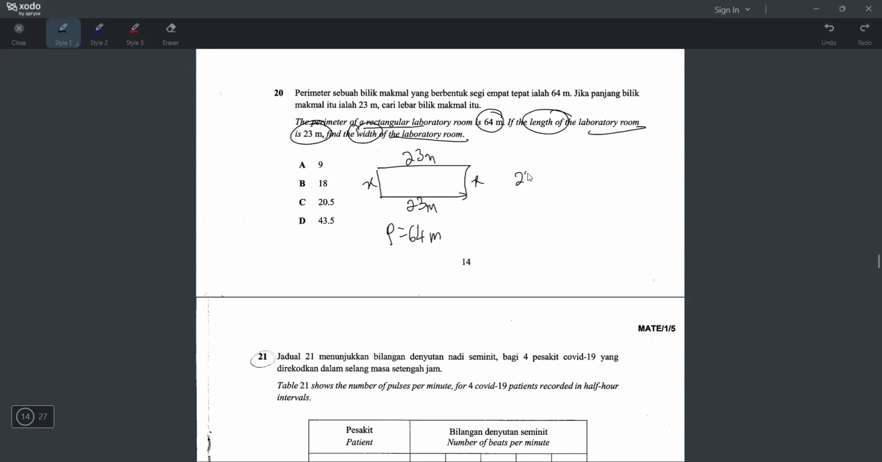So easy. 23 plus 23 plus x plus x equals 64, because that's how you find the perimeter. You just add all the lengths, right? x plus x is 2x, 23 times 2 is 46, equals 64. Move the 46 over there, it becomes minus. You will get 18, I think. Wait, let's press the calculator. Okay, 64 minus 46, yes, you get 18. So now you can find x: 18, move the 2 over there, it becomes divide, 18 divided by 2 is 9. So the answer is A. So this question is also very easy.